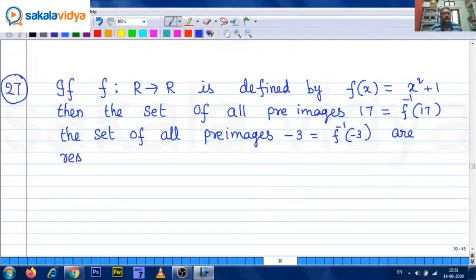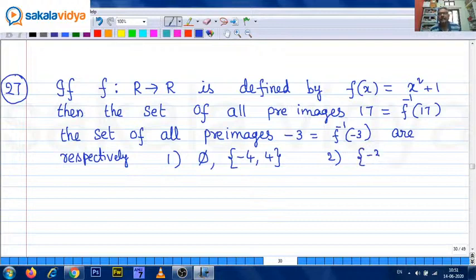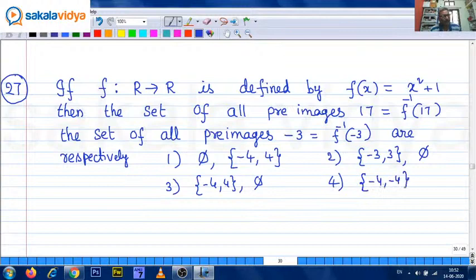First option, pi, comma, minus 4, comma 4. Second, minus 3, comma 3, comma pi, null set. Third option, minus 4, comma 4, comma pi. Fourth option, minus 4, comma minus 4, comma minus 2, comma 2. Just verify this question with options, that's all.